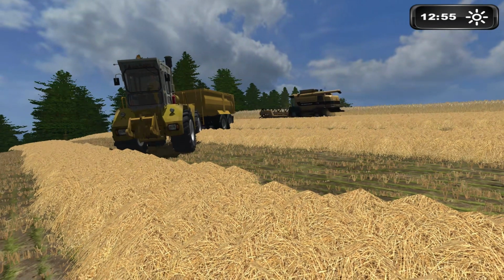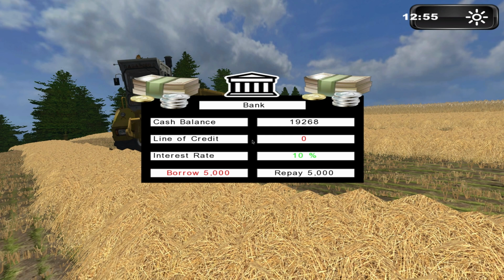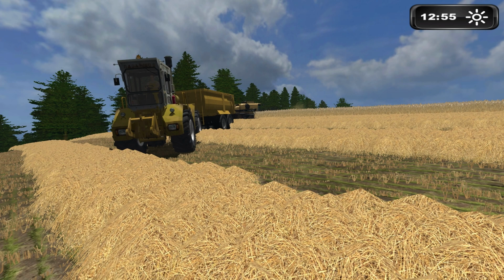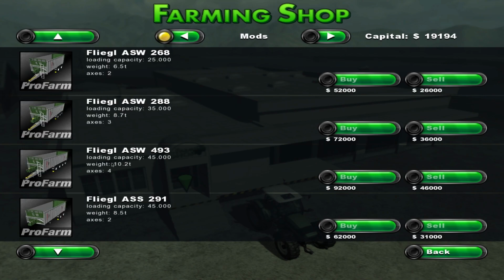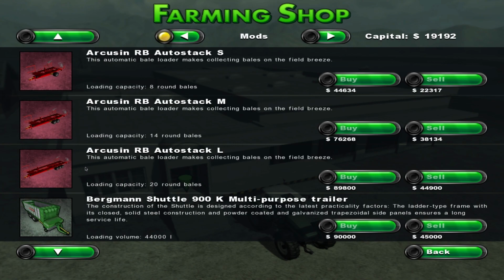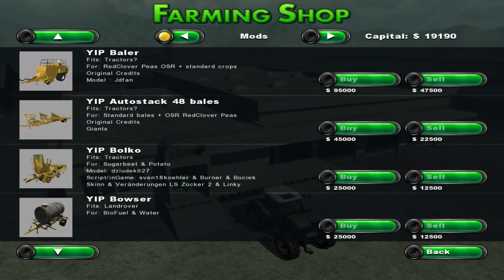And once again, my goal at the moment is to earn money by... How much money do we have? We have 19 grand. Not a whole whale of a lot. 19 grand in the bank, but we need to purchase a root harvester. And if we just hop in here real quick, let's see what the root harvester costs. The Bolco, 25. Well, we're close.